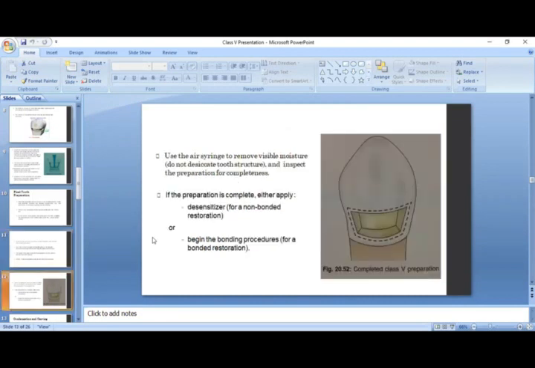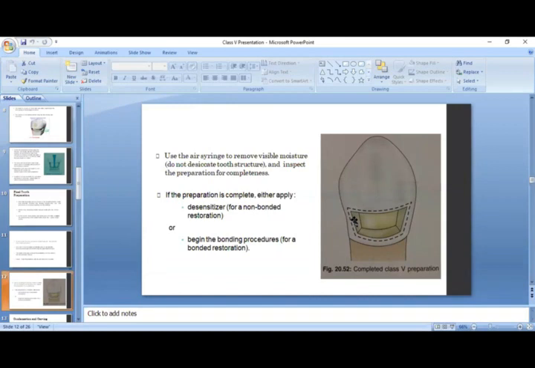This is again the location of the class type. I'm repeating the whole thing again. This is the divergence form. This is the axial wall. This is the inciso-axial angle. This is the gingivo-axial angle, right? We are supposed to place our retention grooves in that area for the amalgam, and the whole cavity preparation should be uniform. It should be smooth enough, right?